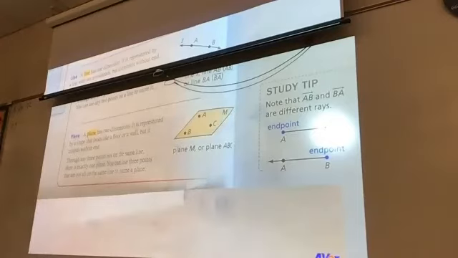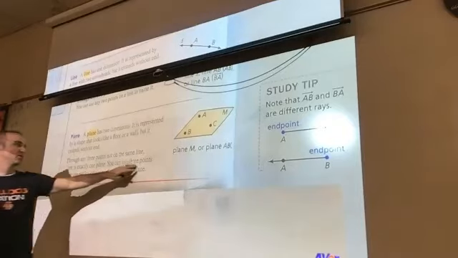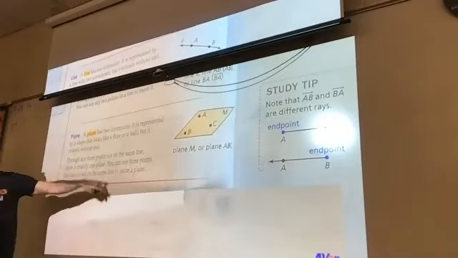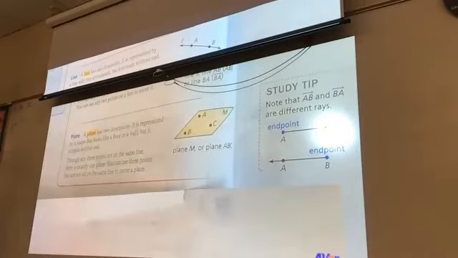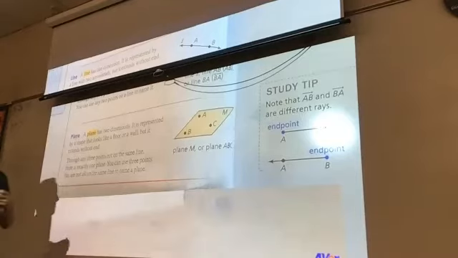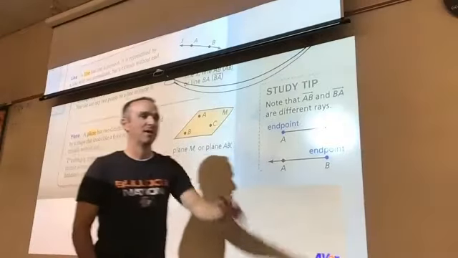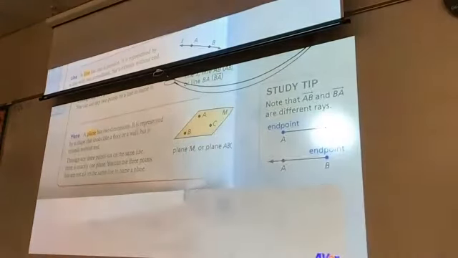Or we can name it using any three points on the plane, as long as those three points are not in a straight line, right? So you can use three points that are not all on the same line to name a plane. And we're only gonna use three points to name that plane. So we're gonna name it plane ABC, it could be BAC, CAB, it doesn't matter the order. Three points that are not in a straight line to name that plane.